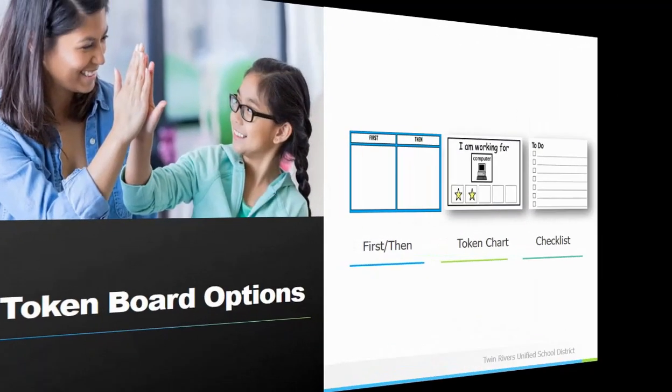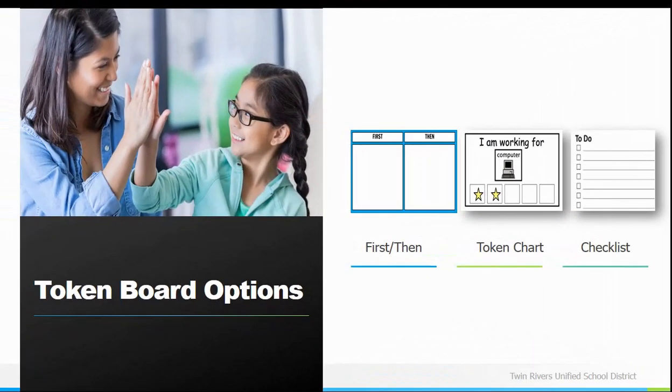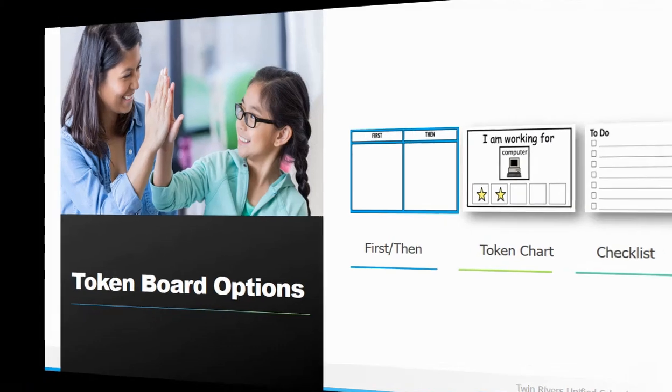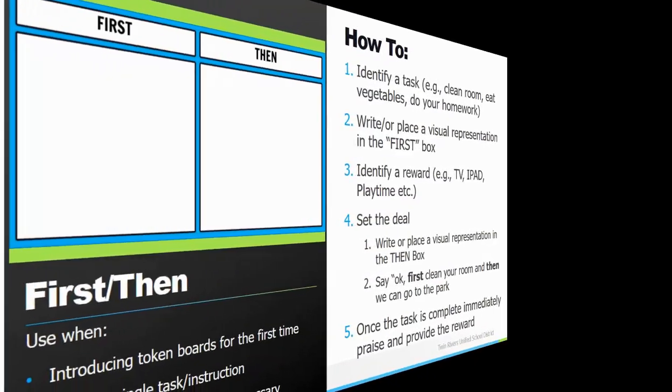Now that we've identified when to use a token board, the next step is to pick a token board to use. There are several options, and we've selected these three to go over with you in detail. The first then board, the standard token chart, and the checklist. Let's take a look at the first then board.